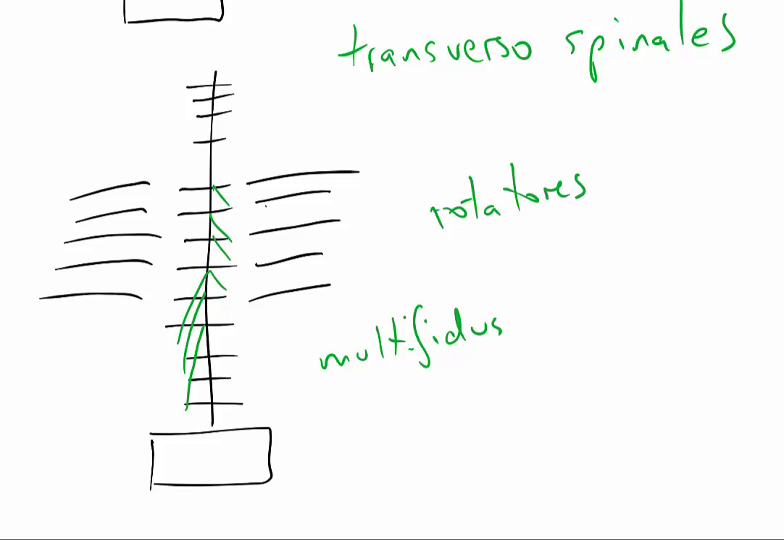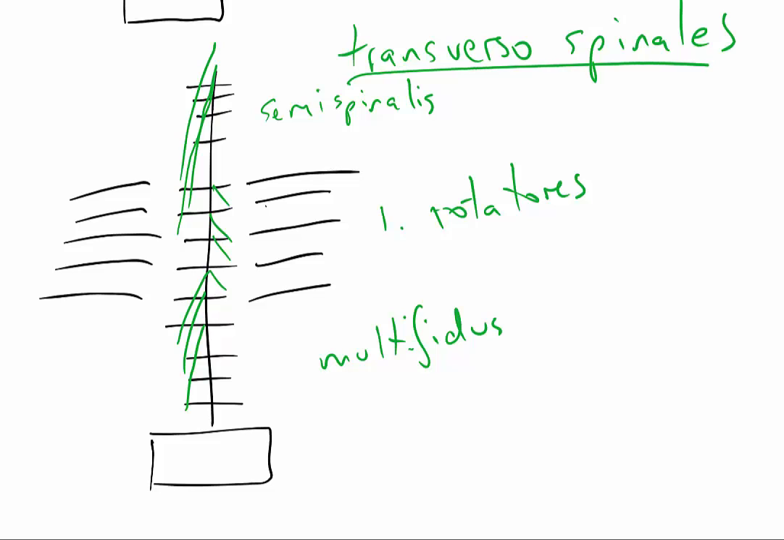And then these ones in the upper thoracic, cervical, and up to the head region are very long, so they start from transverse process and they go medially as we go upwards. They go all the way up, and those are the semispinalis. So those are the three components of the transversus spinalis group. The deepest are the rotatories, then multifidus, and then the most superficial are semispinalis.